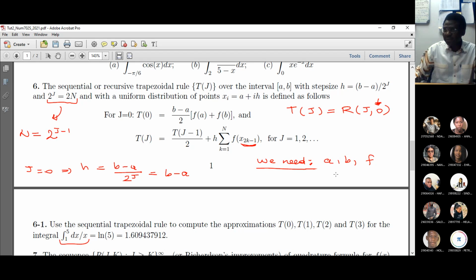Because for capital N, what is this one? It will be changing. Once we know this, this is our formula for H. It's changing all the time. And N also, if it's changing, this N depends on J. So these two depend on J. So H and N depend on J. So actually what we need from the onset is these three, 1, 2, 3.